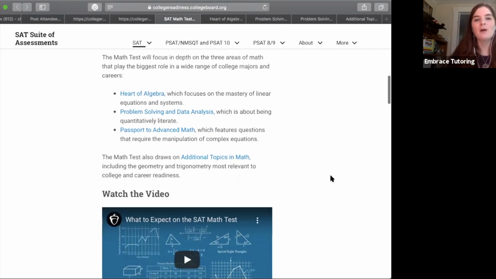Okay, so Problem Solving and Data Analysis is really about being what they call quantitatively literate. It means being able to interpret information, analyze it, assess it, apply it, break it down, and figure out the best method to solve something, without being told that you have to solve it a certain way.